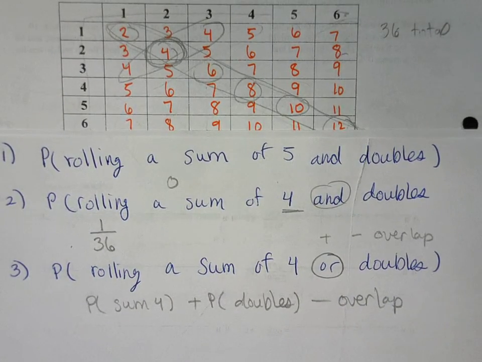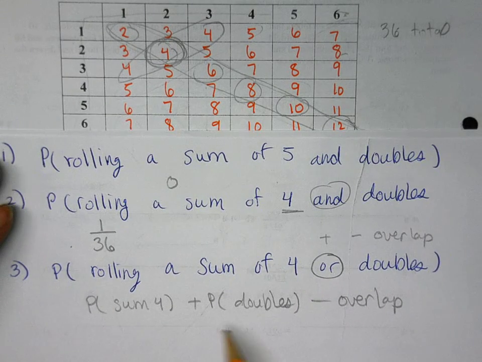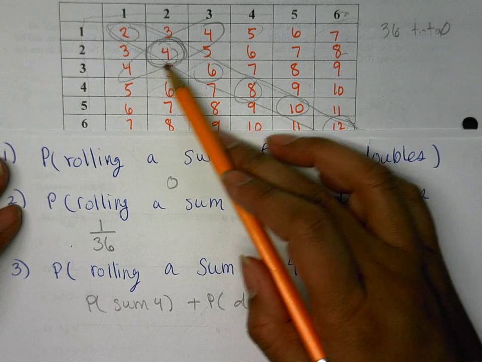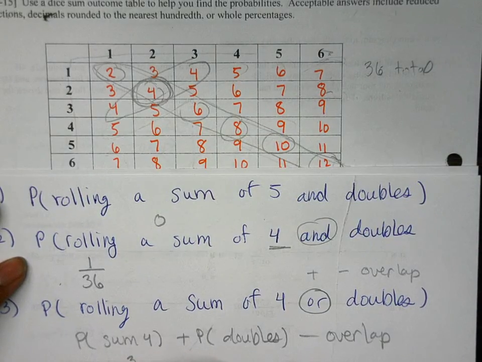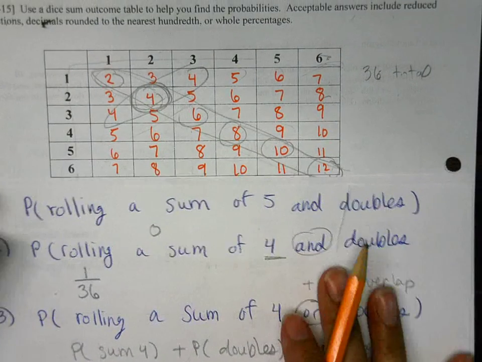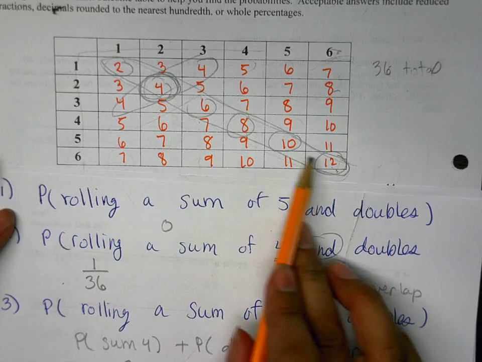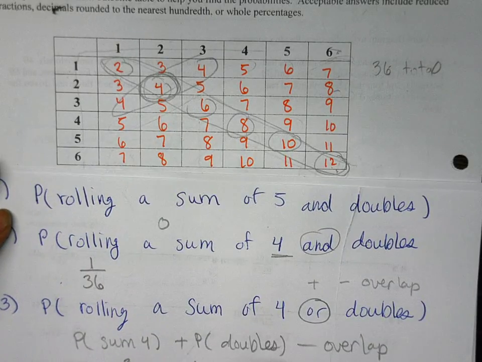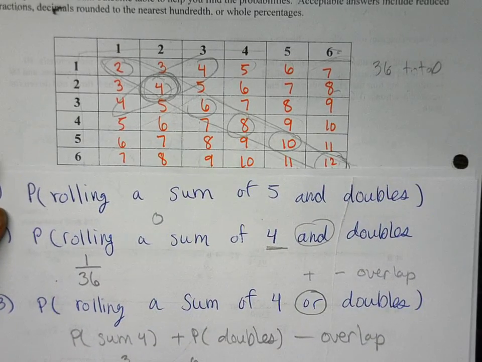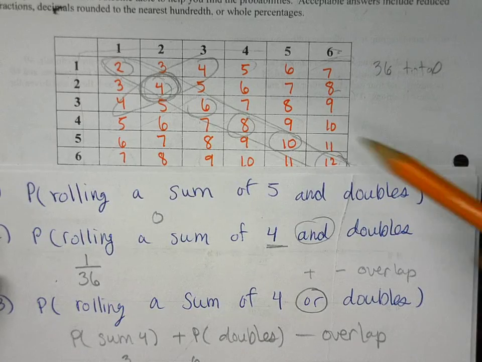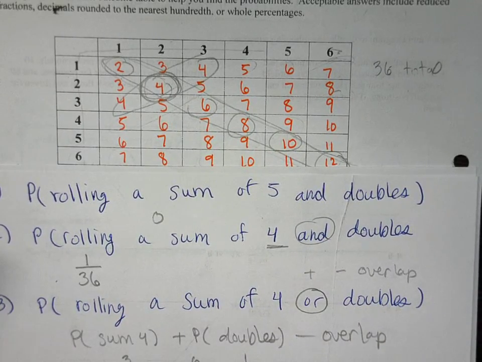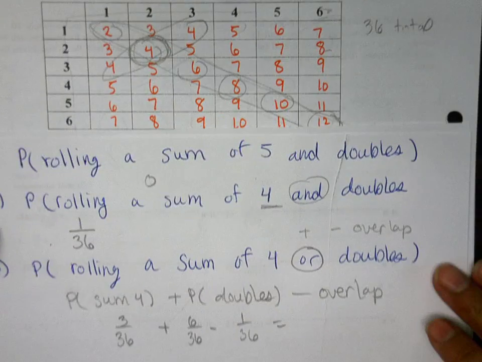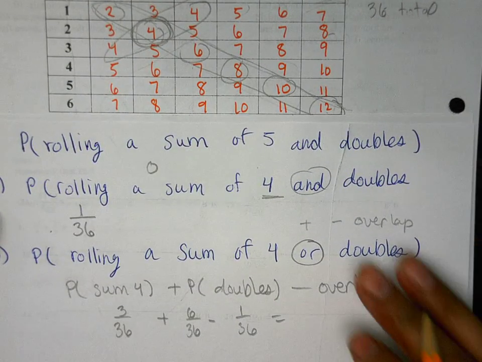All right, so I'm going to leave my circle marks. How many sums of 4 do I have? 3 out of 36. Plus, how many doubles do I have? 6 out of 36. Take away, how many overlaps do I have? 1 out of 36. What's 3 plus 6? 9. Thank you. 9 minus 1.